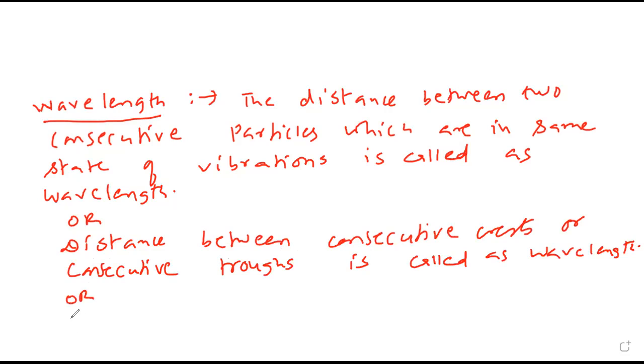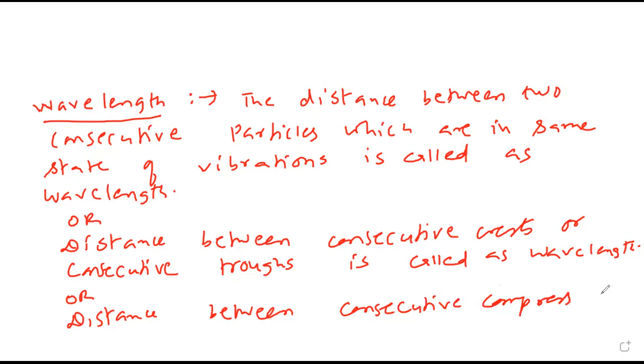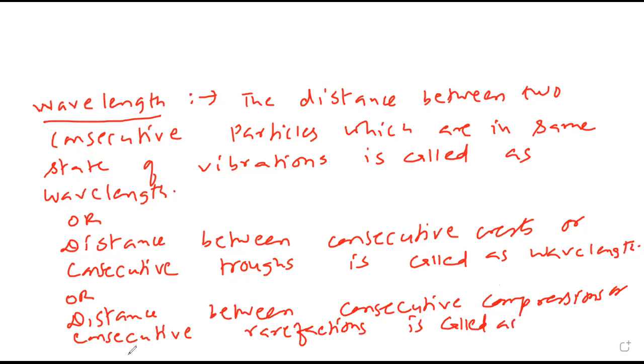Or, the distance between consecutive compressions or consecutive rarefactions is called wavelength. Write these three definitions for wavelength.